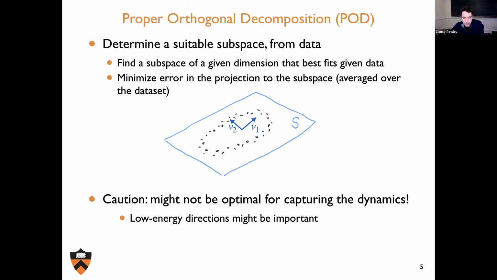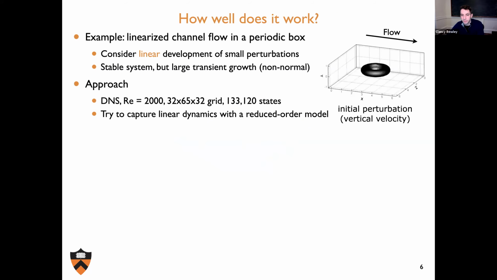So the word of caution is that these modes are optimal for capturing the data, but they might not be optimal for capturing the dynamics. And the reason is that low energy directions or just subtle differences might be very important to get the dynamics right. And to illustrate that, I thought I'd show this shear flow, this linearized channel flow, which seems like it should be quite a simple system to model.